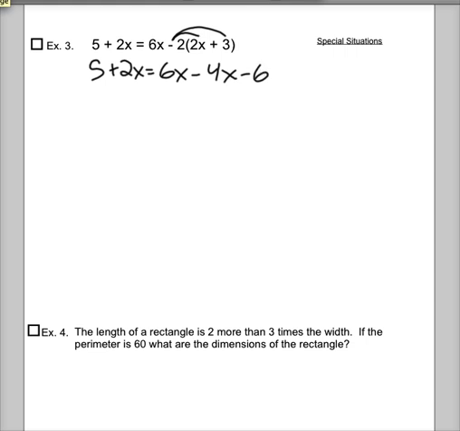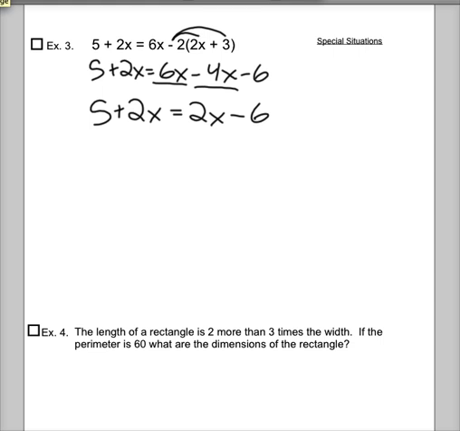All right, now again, the second step in cleaning up our equation is combining like terms. I've distributed, now I'm going to combine the like terms. So I have 6x minus 4x. So over here, I still have the same thing, 5 plus 2x. 6x minus 4x. Combining those like terms gives me 2x. Right, now I'm left with that.